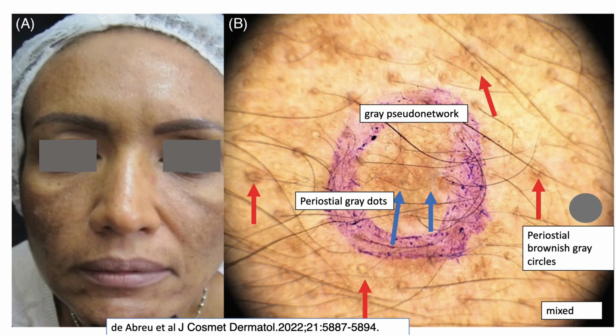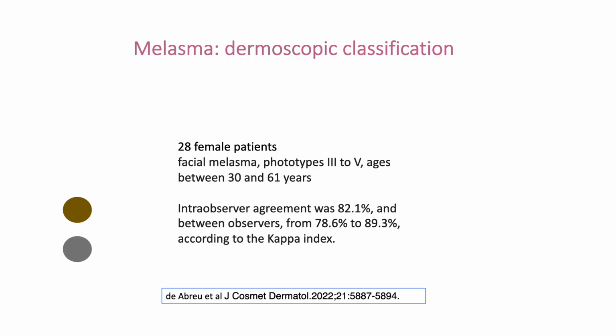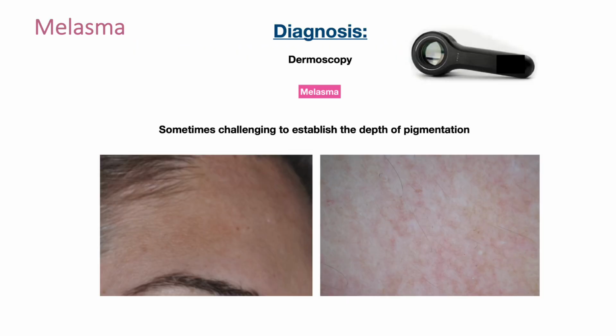gray dots and periostial brownish-gray circles in this mixed melasma, which was confirmed in both cases with histopathology. Sometimes it can be challenging to really distinguish between the brown and gray, right? So we can see kind of more prevalent brown pigmentation here.